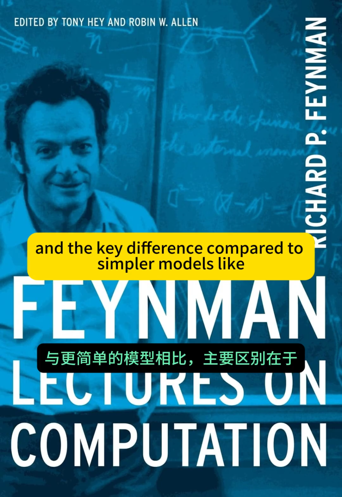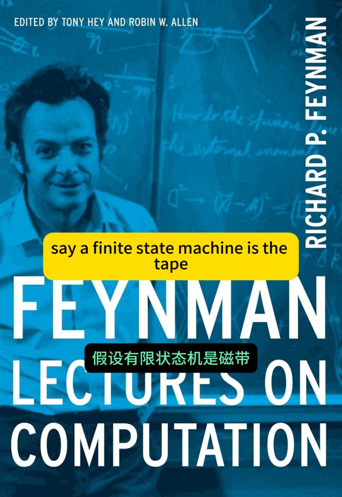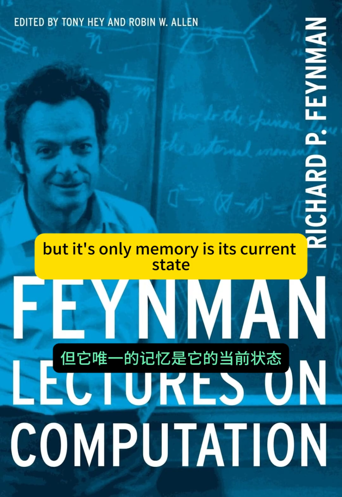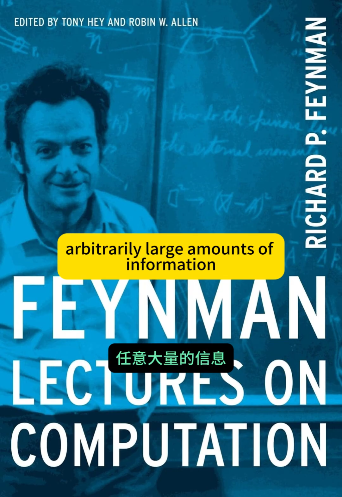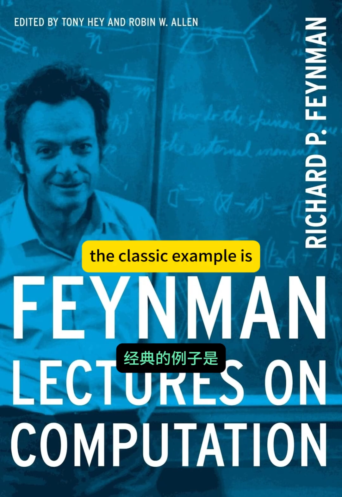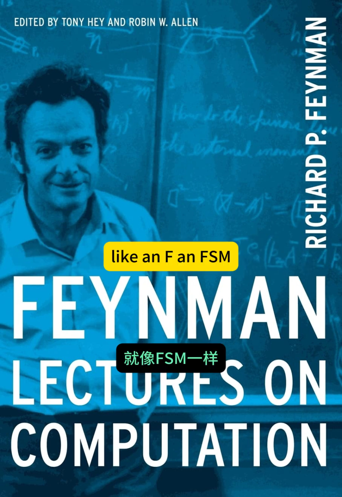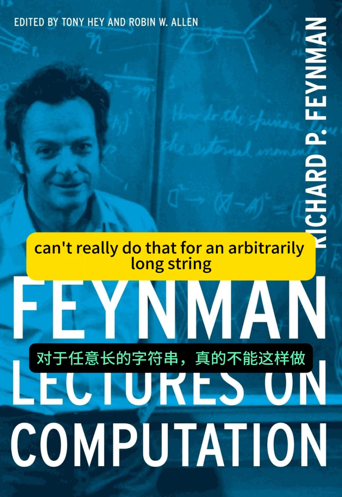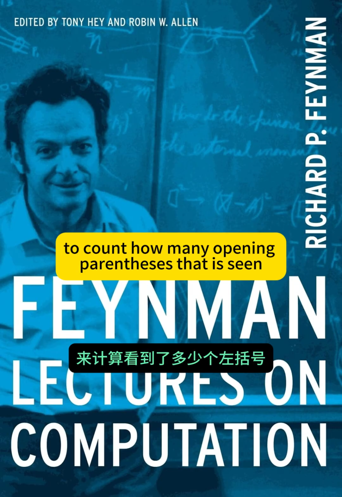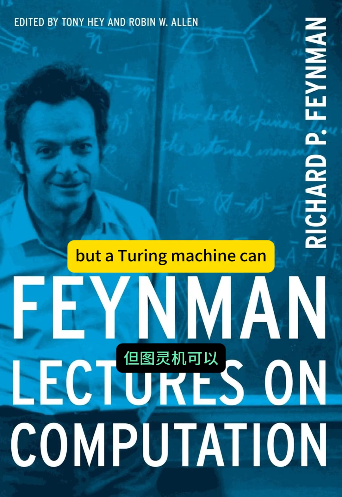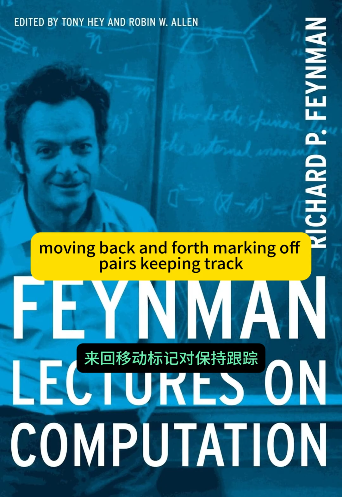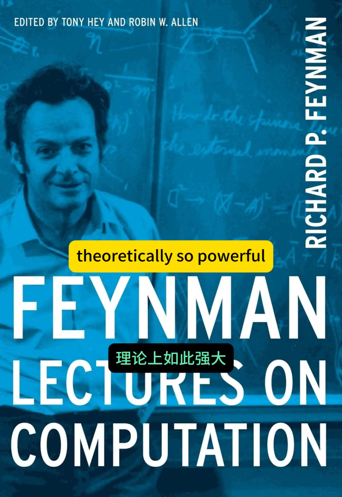And the key difference compared to simpler models, like, say, a finite state machine, is the tape. A finite state machine, an FSM, also has states and rules, but its only memory is its current state. You can't remember arbitrarily large amounts of information, whereas the Turing machine's tape gives it potentially infinite memory. Exactly. The classic example is checking for balanced parentheses. An FSM can't really do that for an arbitrarily long string because it would need potentially infinite states to count how many opening parentheses it has seen. But a Turing machine can. Right. It can use its tape like scratch paper, moving back and forth, marking off pairs, keeping track. That unlimited memory capacity is what makes it theoretically so powerful.